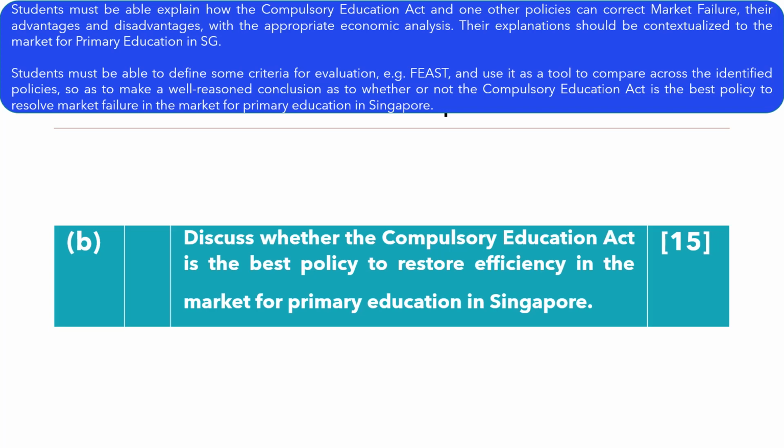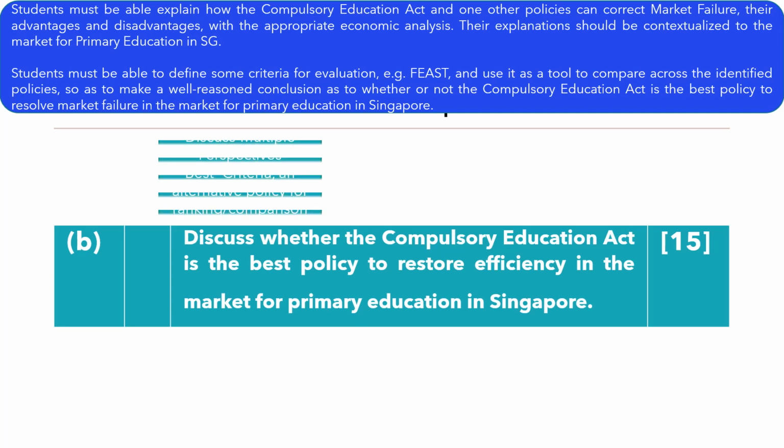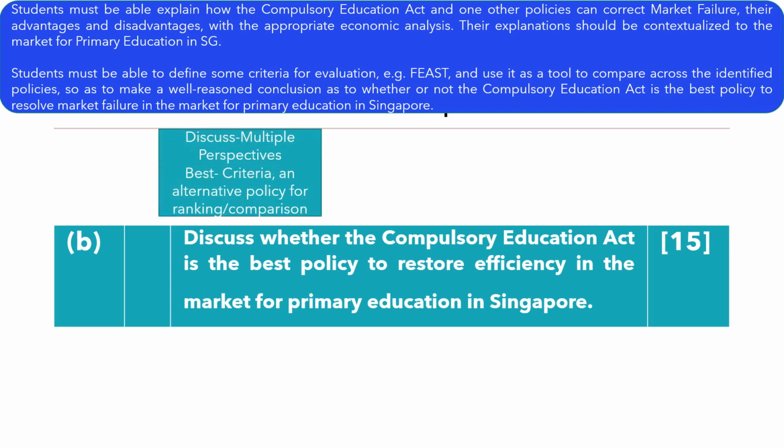So the command word here is discuss. So discuss actually entails multiple perspectives, and we also have the word best here. So this leans towards the idea of how we need to rank and look at criteria to base our ranking. With this, we can then start to think about the idea of pros and cons of each policy.